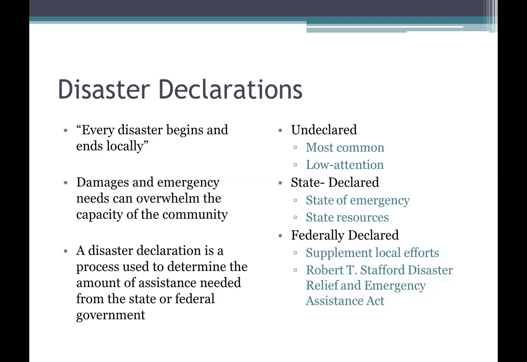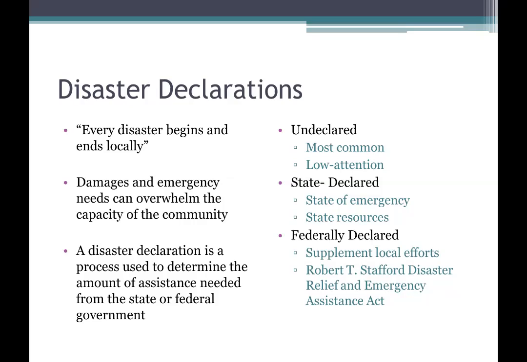Now, when a disaster strikes and it is so severe that the state and local governments together cannot provide the needed resources, the federal government becomes the source for those resources. Emergency declarations supplement state and local or tribal government efforts. And this is through the Robert T. Stafford Disaster Relief and Emergency Assistance Act. A president has to declare a presidential disaster declaration for that area for the assistance through the Stafford Act to become available.